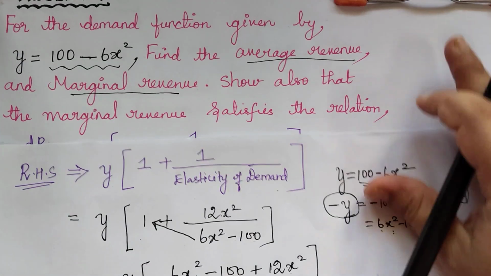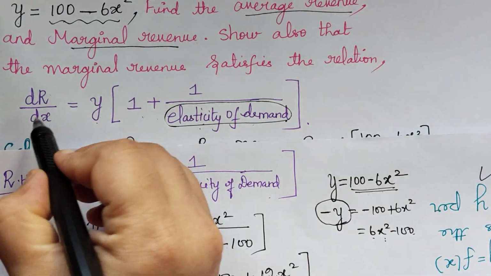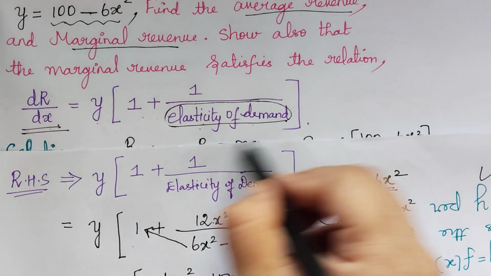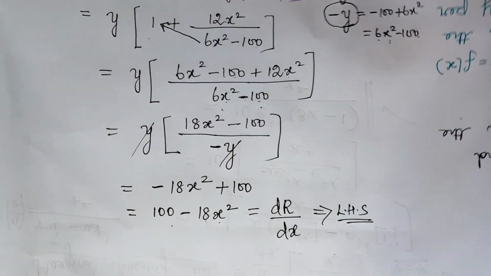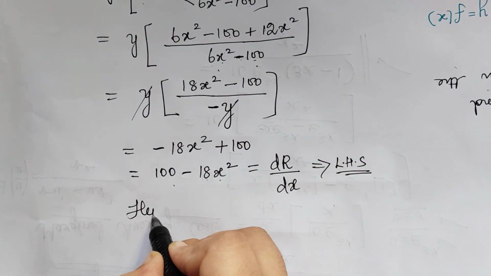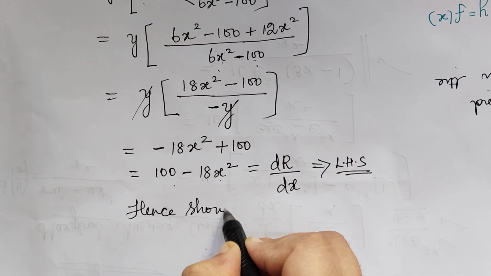So if you see, this is the left hand side of the given relation, dr by dx, and we have proved that it is equal to the right hand side. Hence we have shown this relation also. So hence we have shown the given relation.